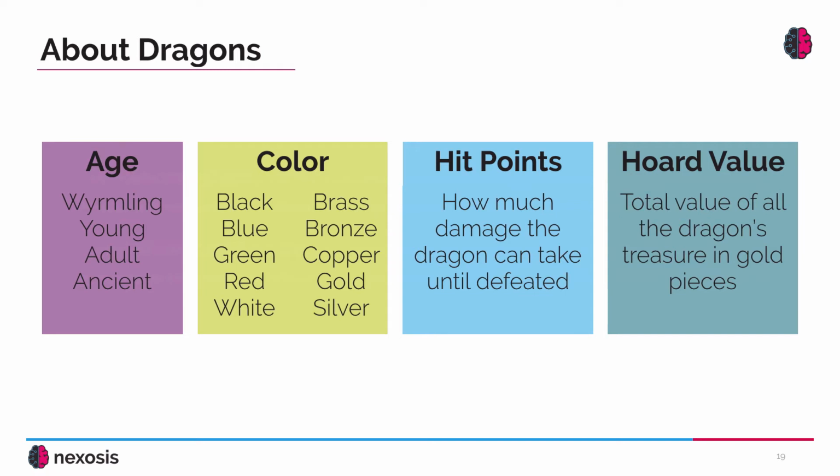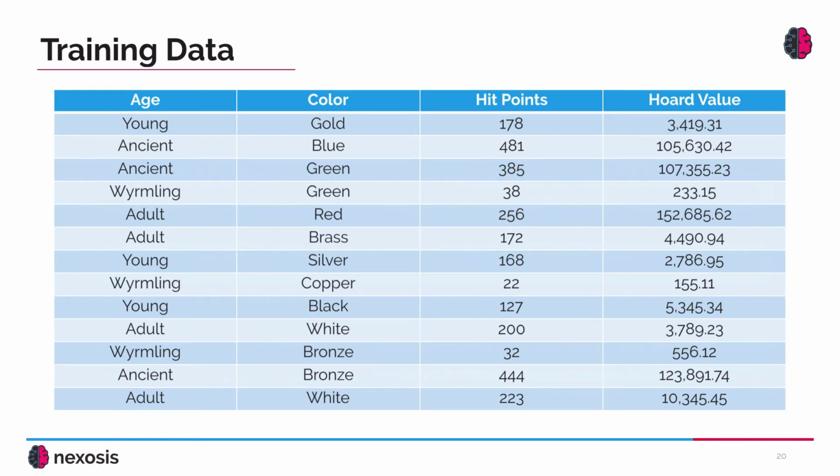And then there's the hoard value. This is just the total gold piece value of all the things the dragon has. That's the thing we care about, right? And that's actually the target in our scenario. So here's our sample data.